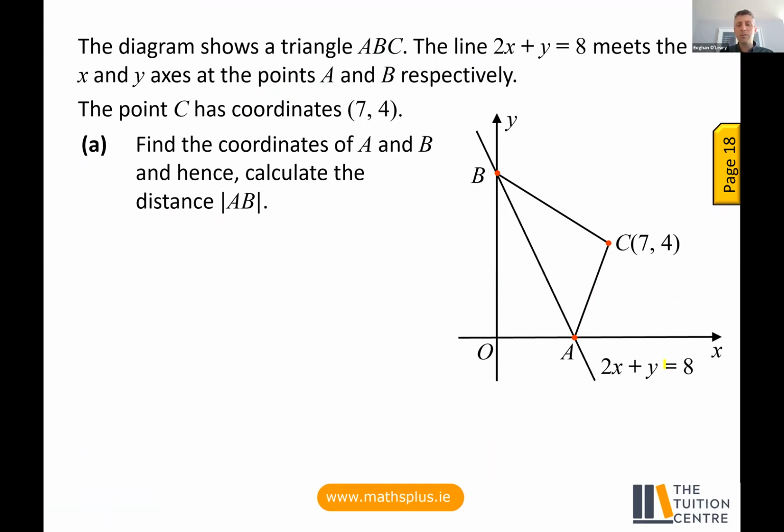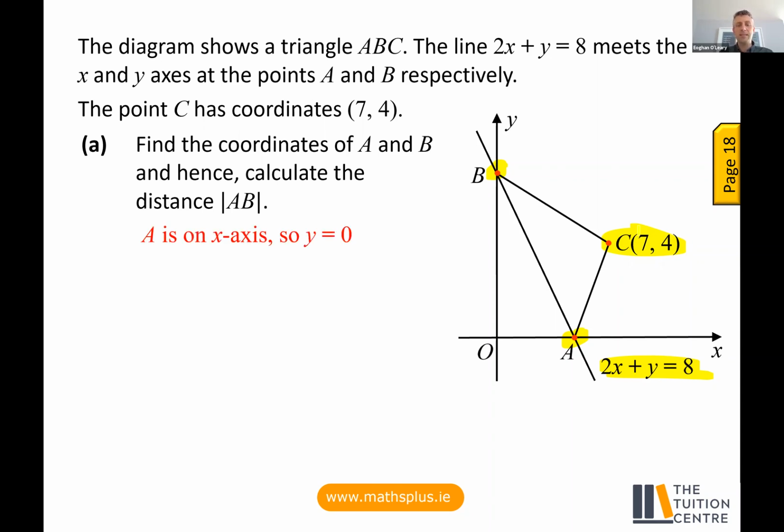So let's have a look here. This is the line we're talking about, 2x plus y equals 8. My point A, my point B, it gives me my coordinates of point C as 7, 4. It asks us to calculate A and B and hence calculate the distance from A to B.